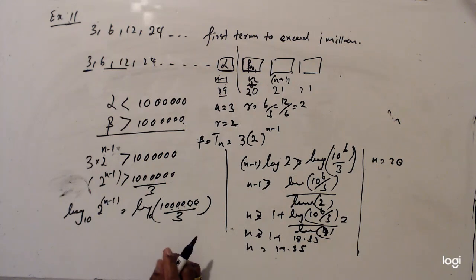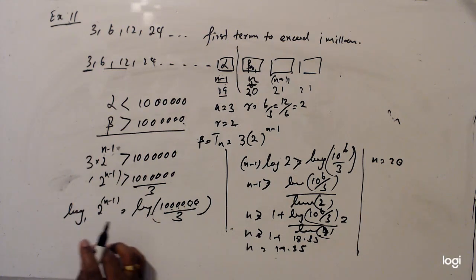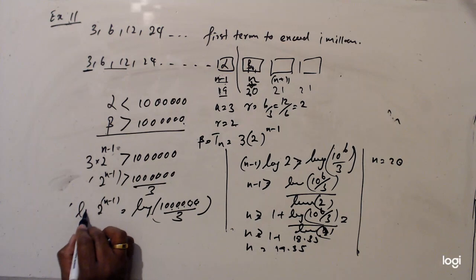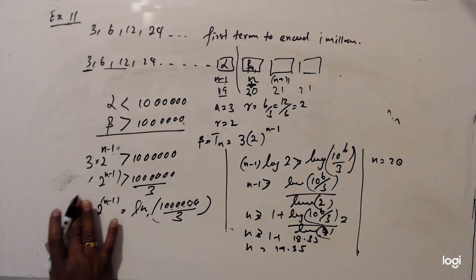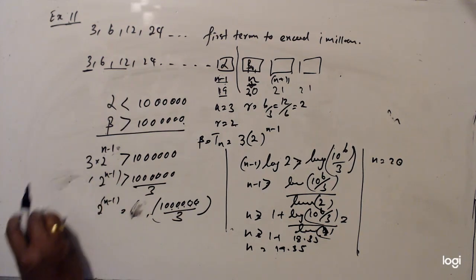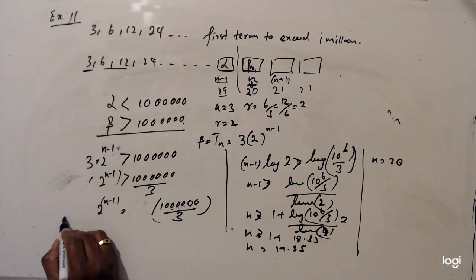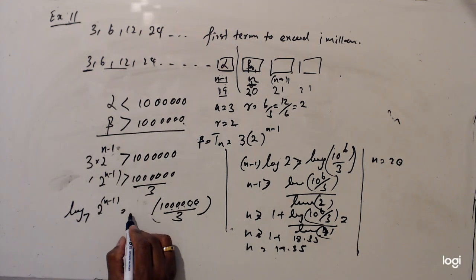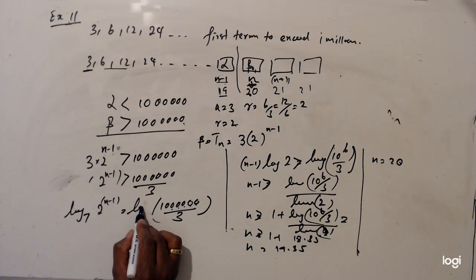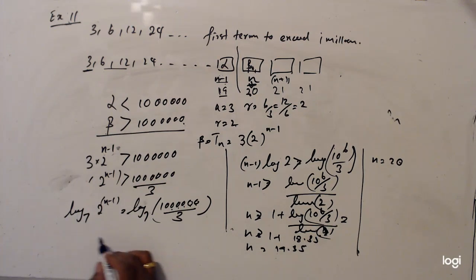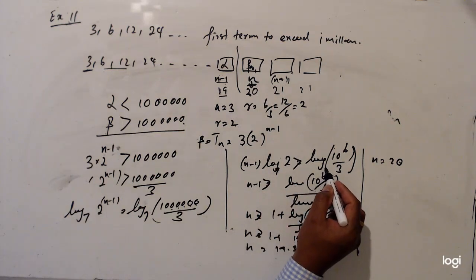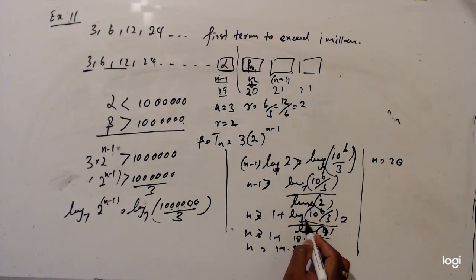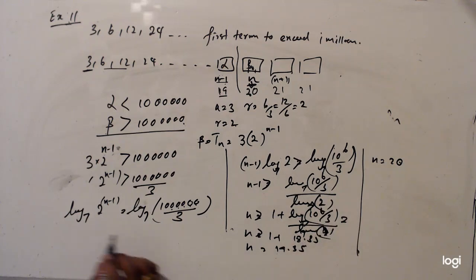As an experiment you can do this instead of base 10: you can work with ln, or just work with a different base, like log base 7. Then you have to work with base 7 until n. But still the answer is the same, it is just about the base.